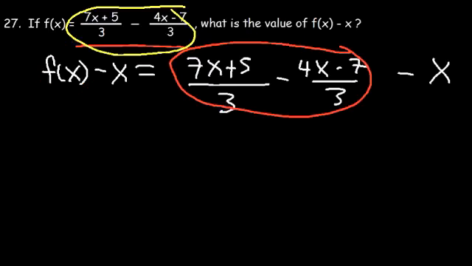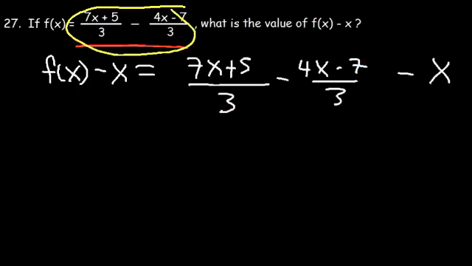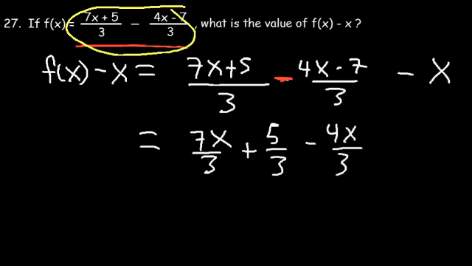So now let's see if we can simplify the expression on the right side. And let's just see what happens. So 7x plus 5 over 3, we can separate that into two fractions. That's the same as 7x over 3 plus 5 over 3. And we can separate 4x minus 7 into two fractions. But at the same time, we're going to distribute this negative sign. So it's going to be negative 4x over 3. And then negative times negative 7, that's going to be positive 7 over 3, and then minus x.